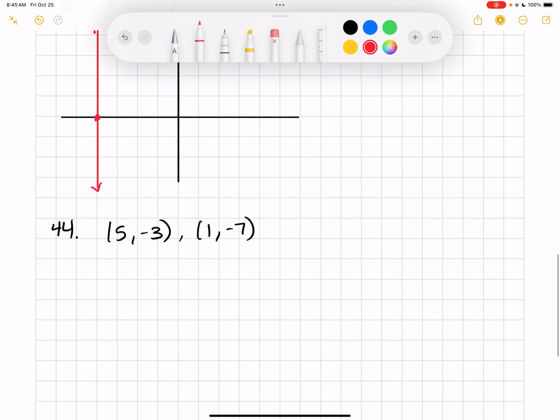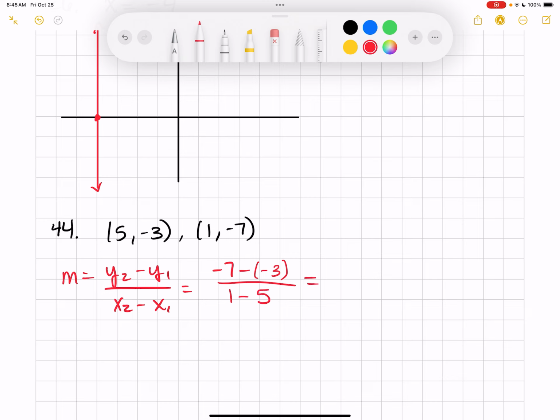So slope formula is y2 minus y1 over x2 minus x1. It doesn't matter which point we call 1 and which one we call 2. We just have to be consistent and do the same one in both. So negative 7 minus a negative 3, so that's going to end up being plus, over 1 minus 5. So negative 7 plus 3 is negative 4 over negative 4, which ends up just giving me a positive 1 for my slope on that one.